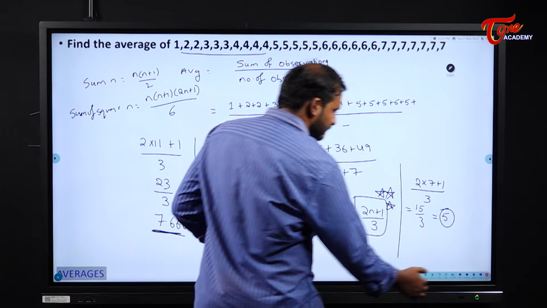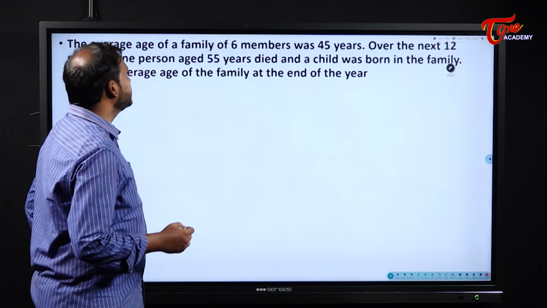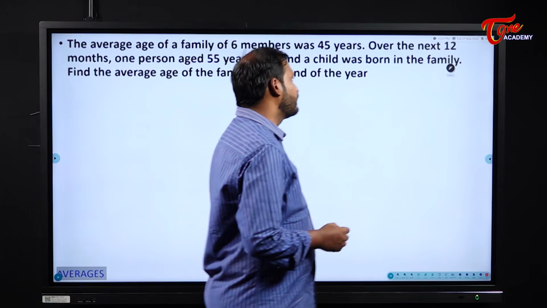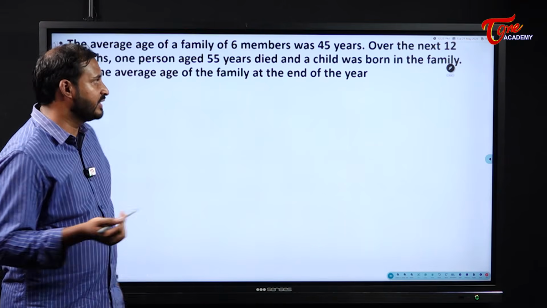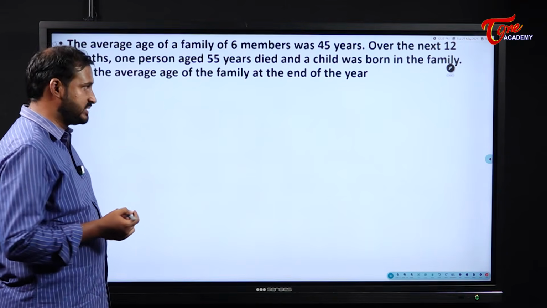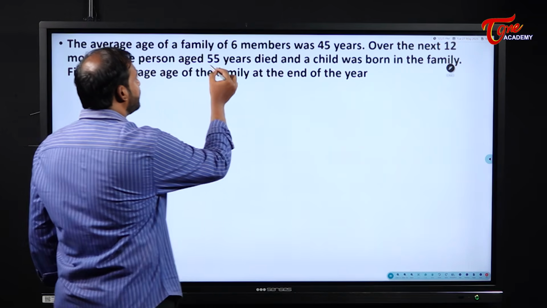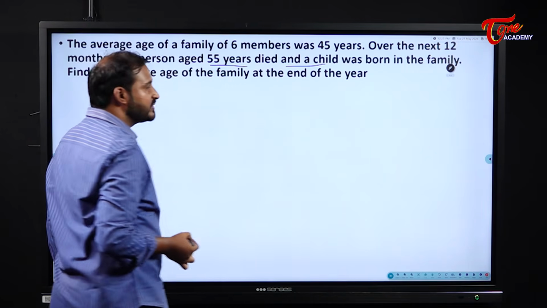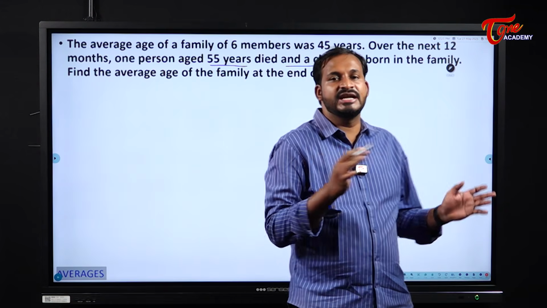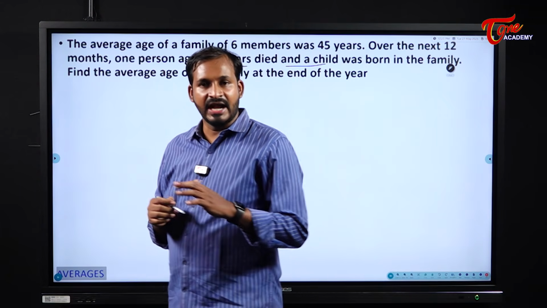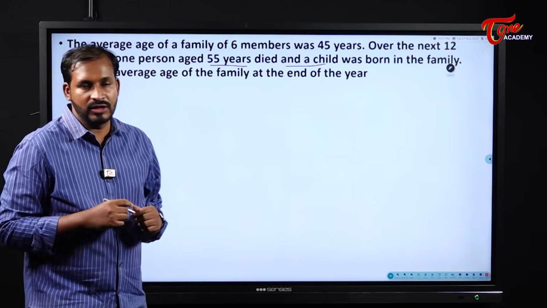Understood? Right? Next one. The average age of a family of 6 members was 45 years. Okay. 6 members average age is 45. Over the next 12 months, one person aged 55 years died and a child was born in the family. Now see here, this type of question is called an addition and a deletion, students. An addition and a deletion to the group.